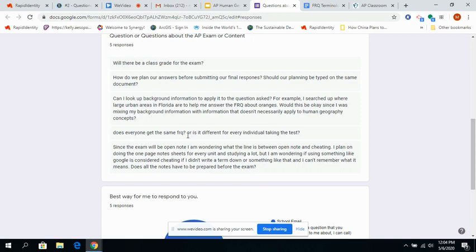And then, does everyone get the same FRQ, or is it different for every individual taking the test? I believe, and I'm not 100% sure, but yes, I think it's the same FRQ. Last year, they started to do East Coast and West Coast tests because the time period that people were taking the exam was different. They were worried about cheating across social media.